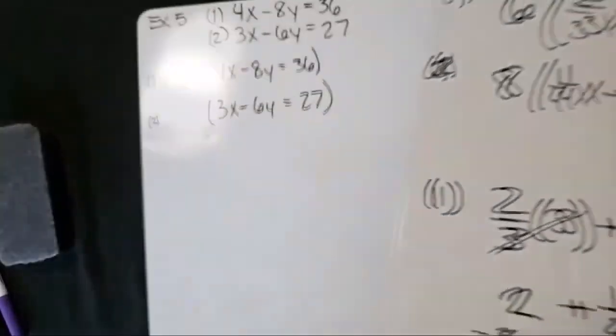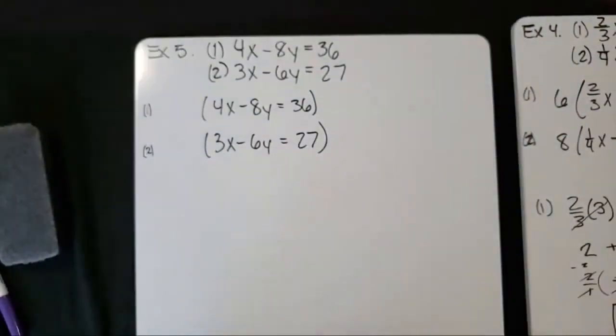Let's go on over to example 5. For example 5, equation 1 is 4x minus 8y equals 36, and equation 2 is 3x minus 6y equals 27. So we have to decide which variable we want to cancel or eliminate.